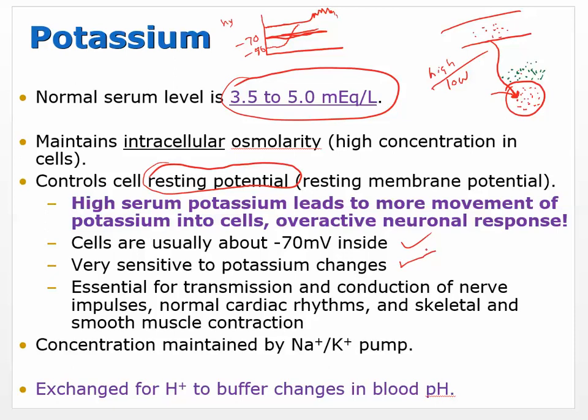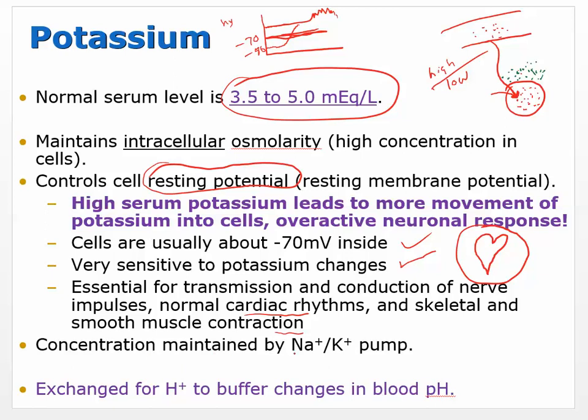Cells in general are very sensitive to potassium changes, and there is nowhere more relevant for life, you know, an emergency type of situation when potassium levels are off, than the heart. Okay, so this can cause dysrhythmias, and people can die from this. So essential for transmission and conduction of nerve impulses, normal cardiac rhythms, and skeletal and smooth muscle contractions. So being twitchy is one thing, but you don't want your heart to be twitchy. That's not good. Okay, like VFib or even AFib. Okay, fibrillation. We'll talk about it with cardiovascular.